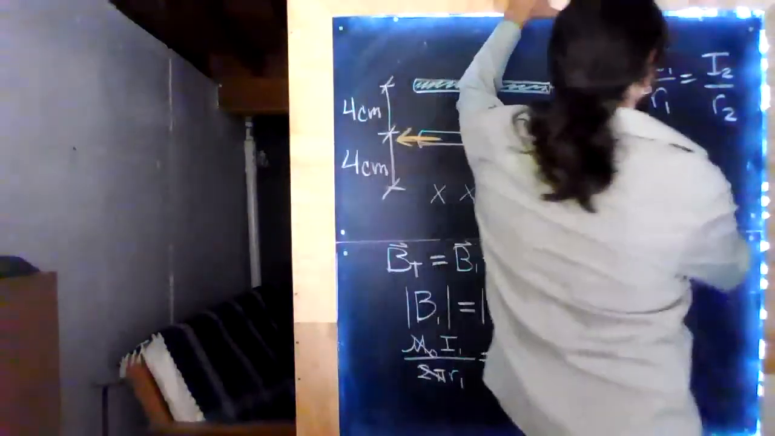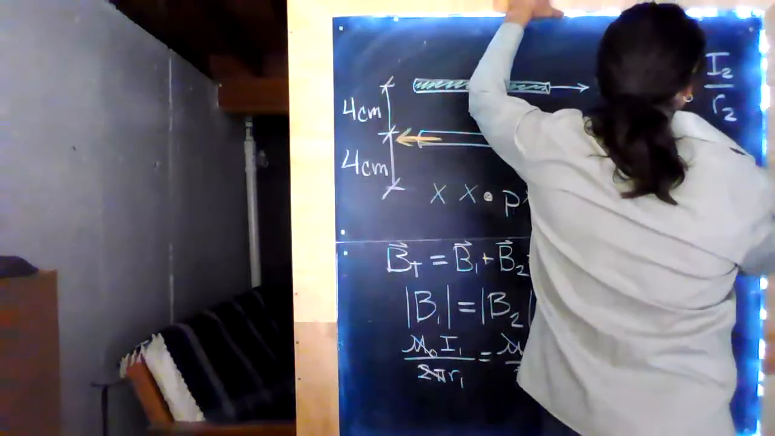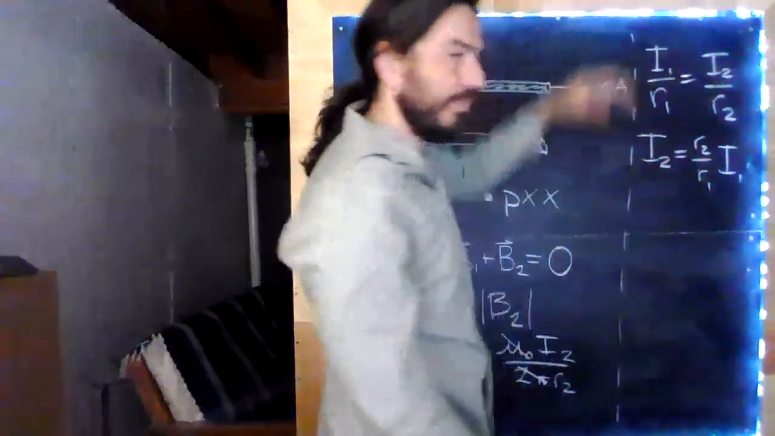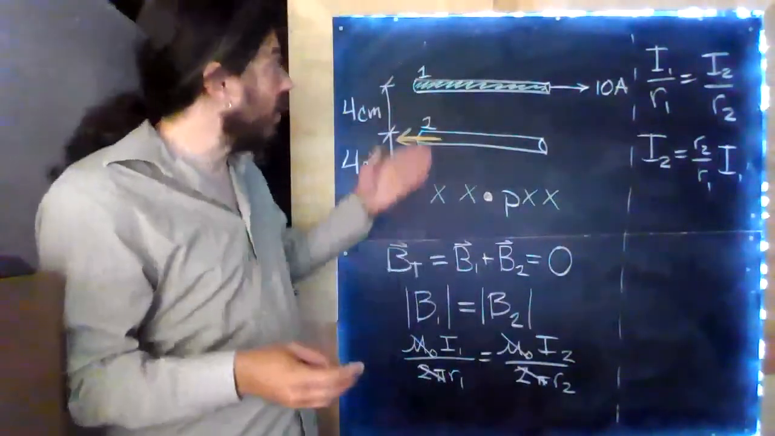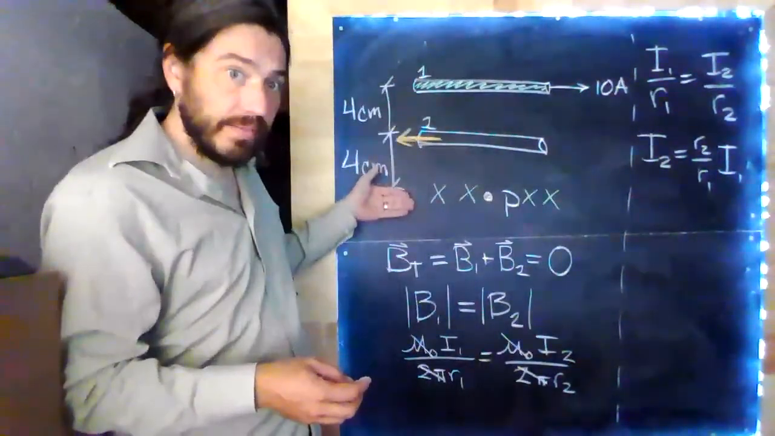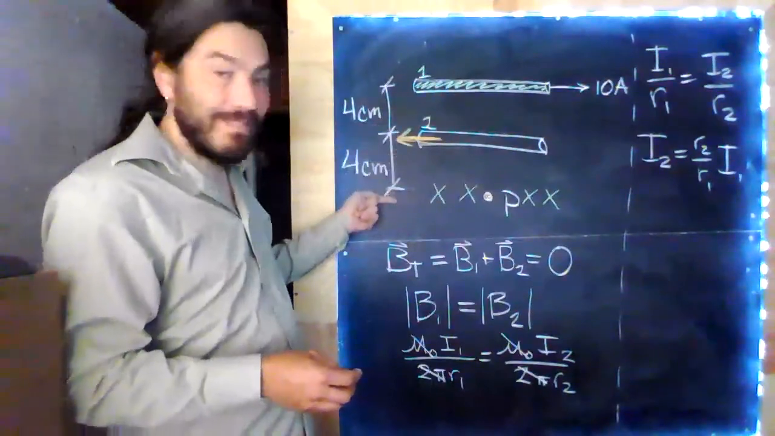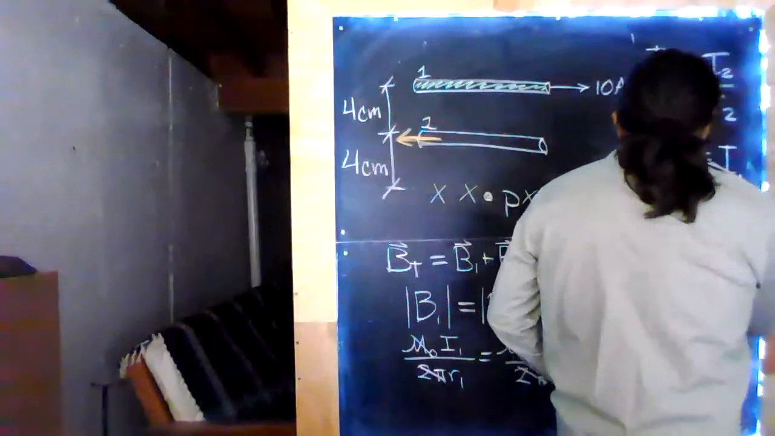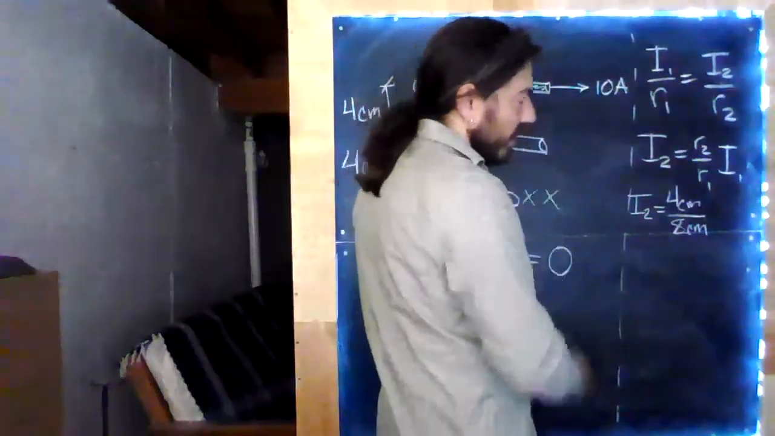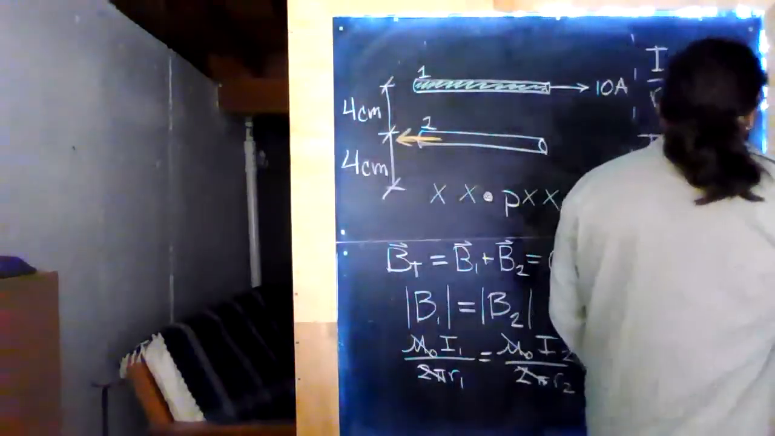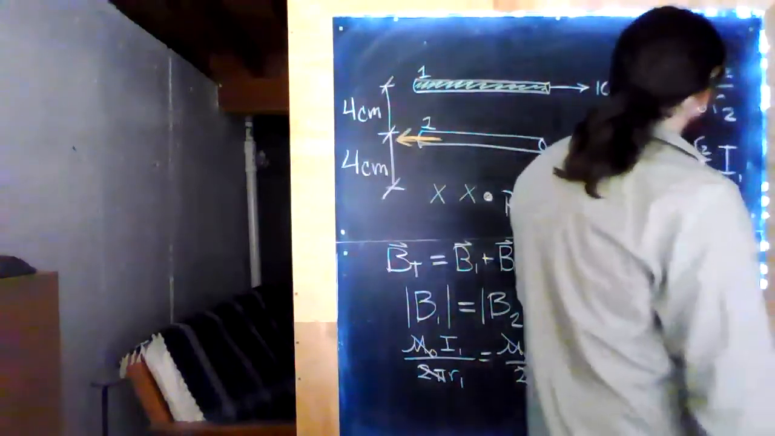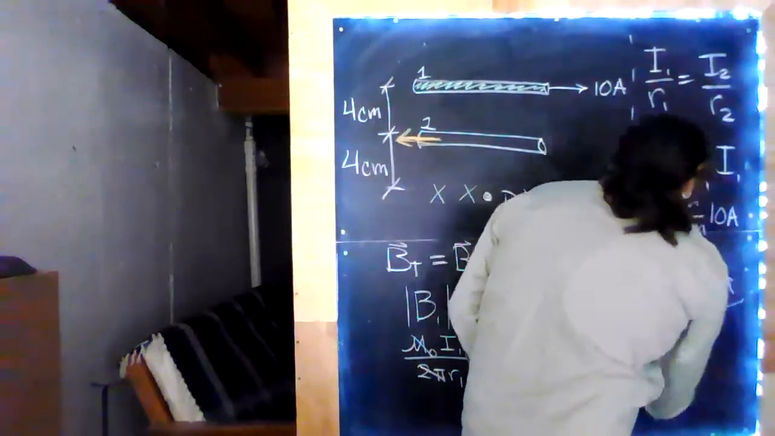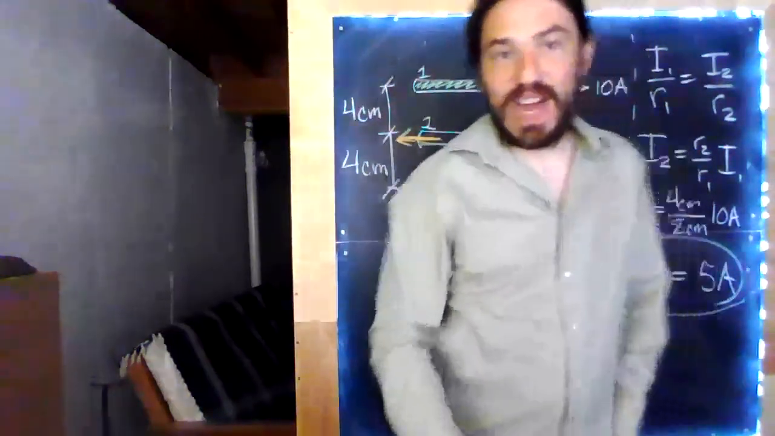That means that I2 equals R2 over R1 times I1. So in this case, R1 is 8 centimeters, and R2 is 4 centimeters. So let's plug that in. Okay, the problem statement says that I1 is 10 amps, and therefore I2 is 5 amps.